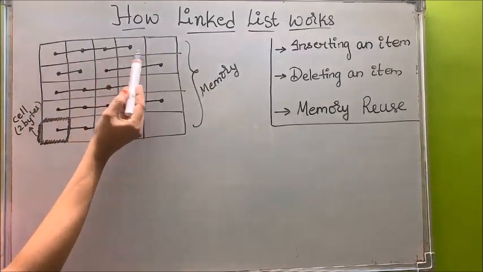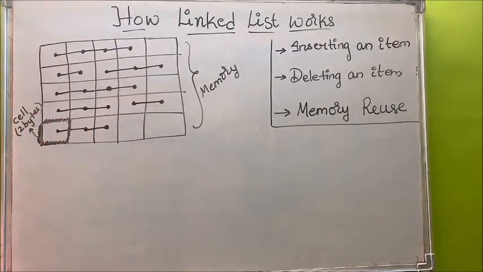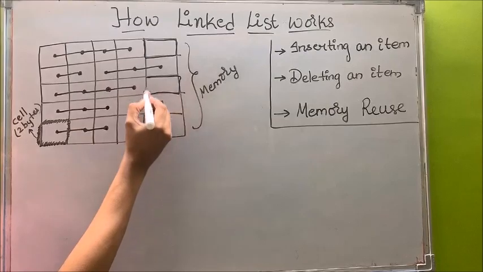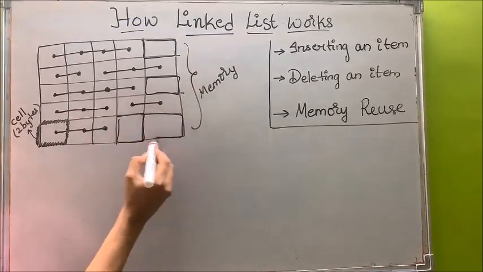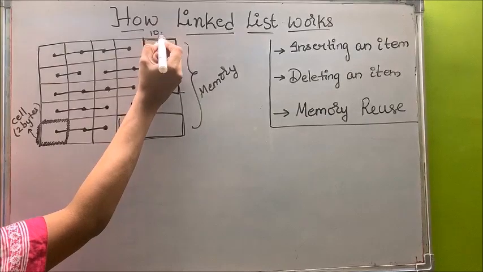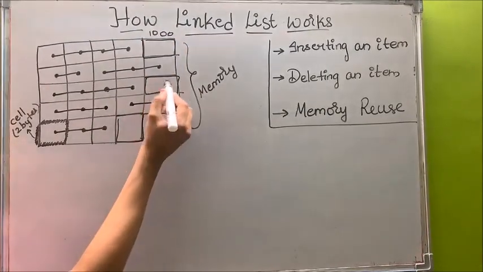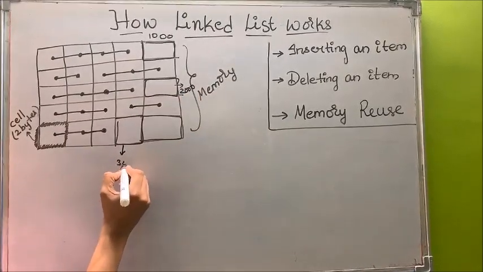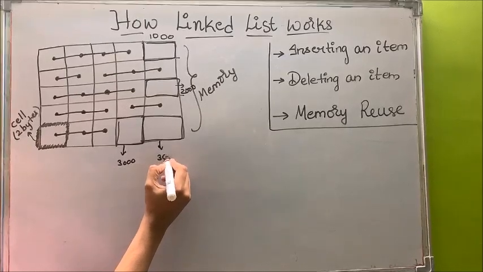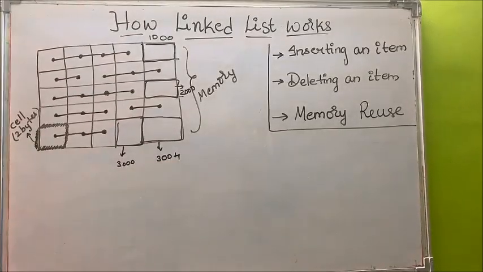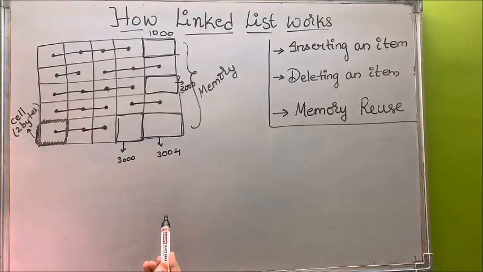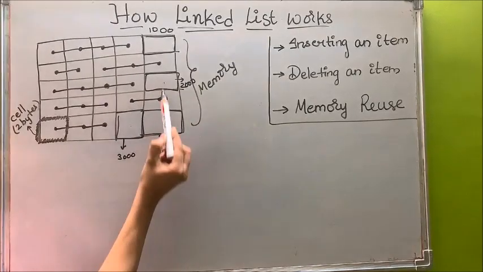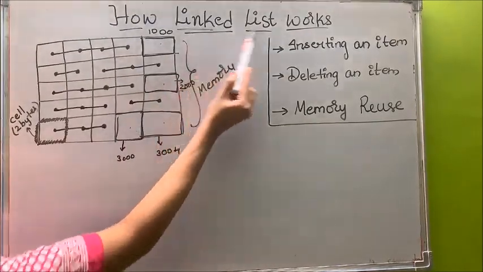Every cell has got a particular address in the memory. So in the same way, all the empty cells in the memory have some particular address. So let that address be some 1000 for example, and let the address of this cell be some 2000, let it be 3000, and this be 3004. As the name suggests, we will link all the empty cells inside the memory to form a linked list.